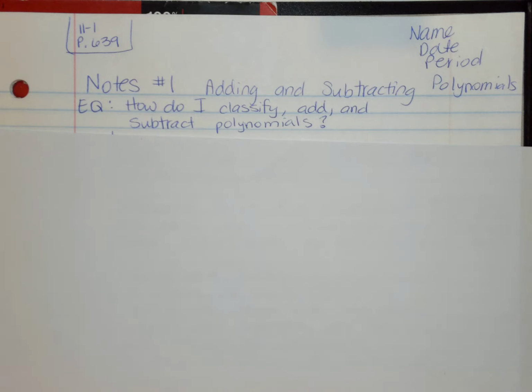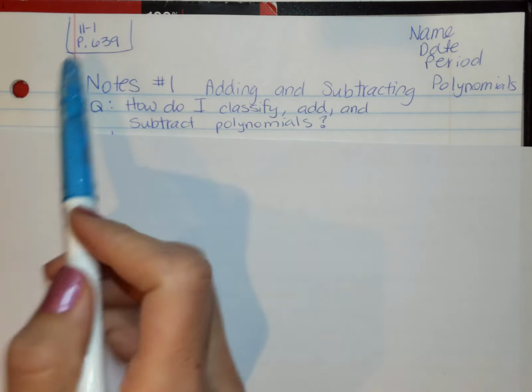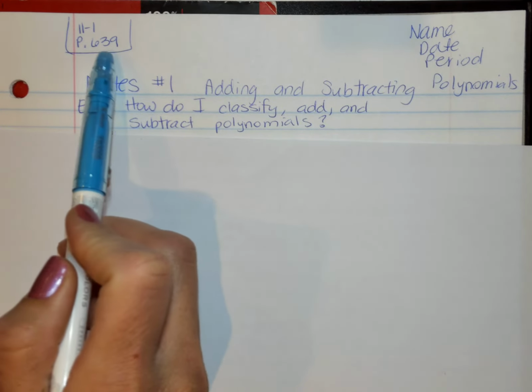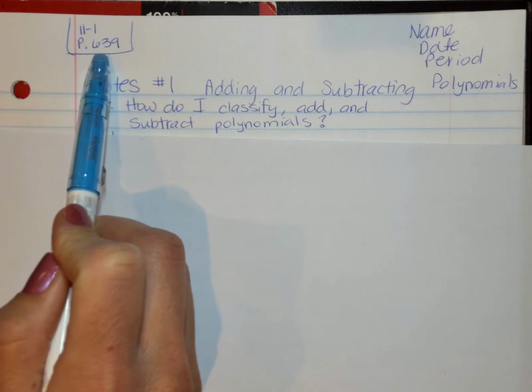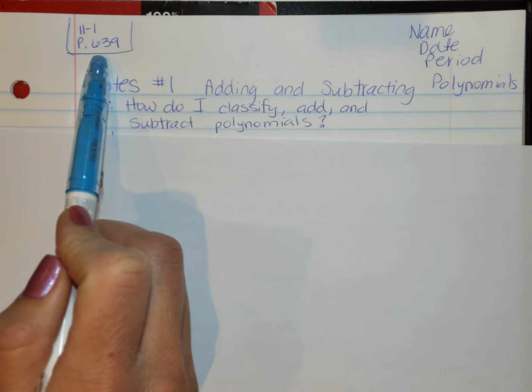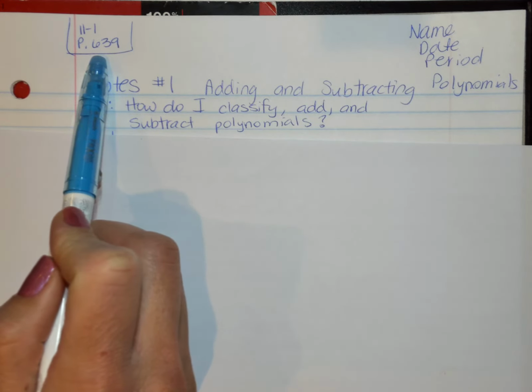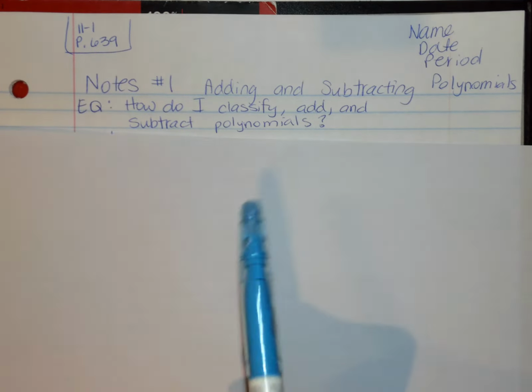These are your first notes for second semester, so I'm calling them notes number 1. This is chapter 11, 11-1. It's page 639 in your book, and I will be referring to the book, so please have your volume 2, Math 2 book out as you're taking notes.